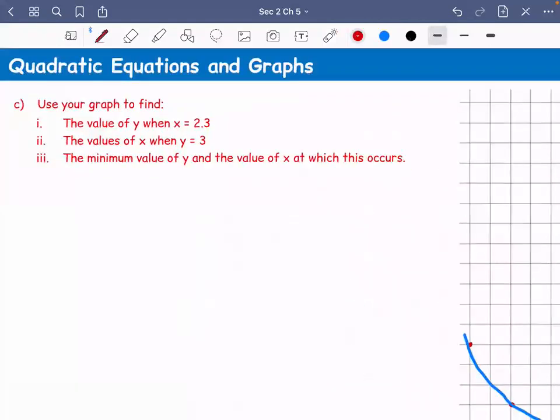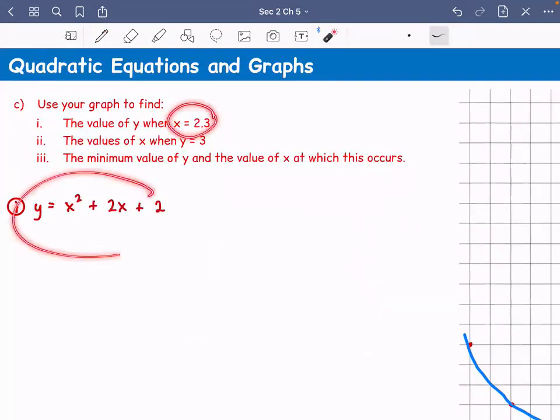What was the given equation again? Let me write it again. It is y equals x squared plus 2x plus 2. Okay, this one is the given equation. Now, if x is 2.3, what should we do with this to get the value of y? Basically, we just plug in the value of 2.3 to this.